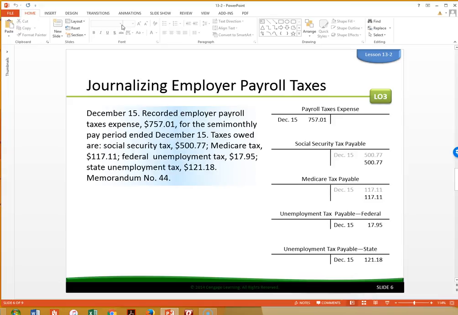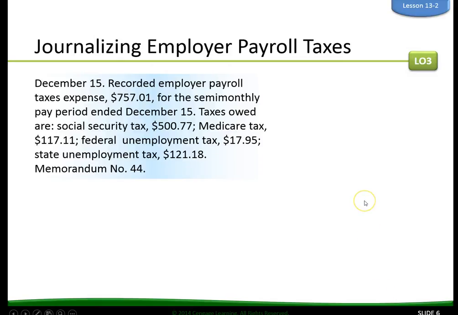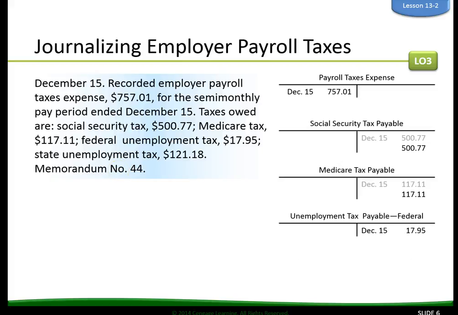Journalizing employer payroll taxes. We have December 15th, recorded employer payroll taxes, $757.01 for the semi-monthly pay period. Taxes owed are given with a memorandum. Let's write them all down. Okay, in the T accounts, we've got everything written down. Remember, Social Security and Medicare are paid twice, once by the employer, once by the employee, so that's why they're written here twice.